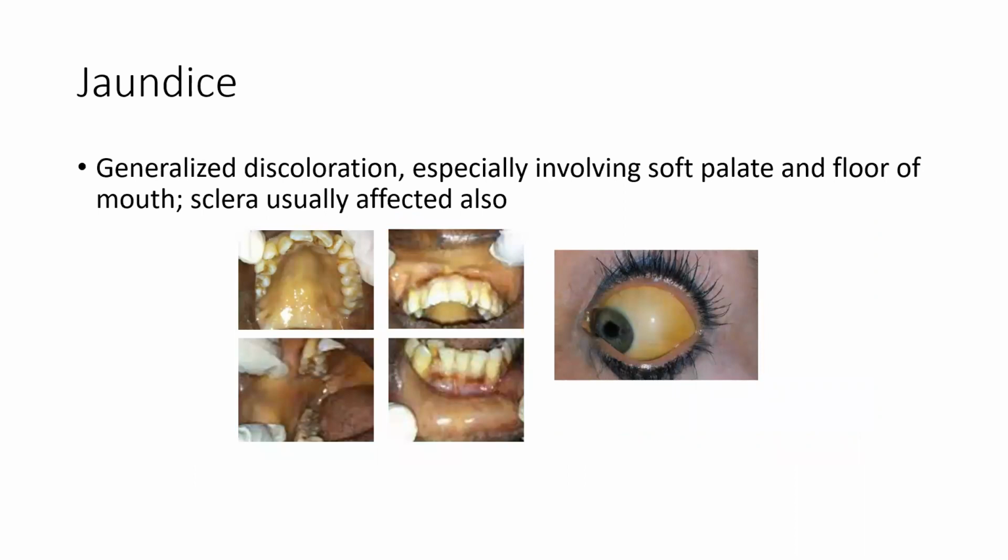Jaundice, we all know, is a condition characterized by excess bilirubin in the bloodstream. That's why all the mucosal surfaces appear yellowish.